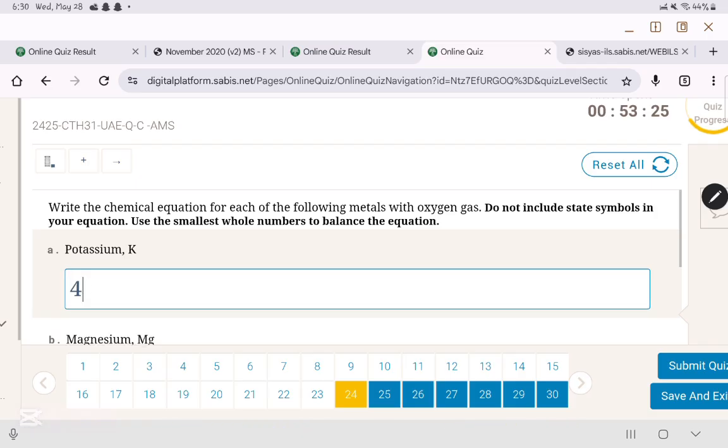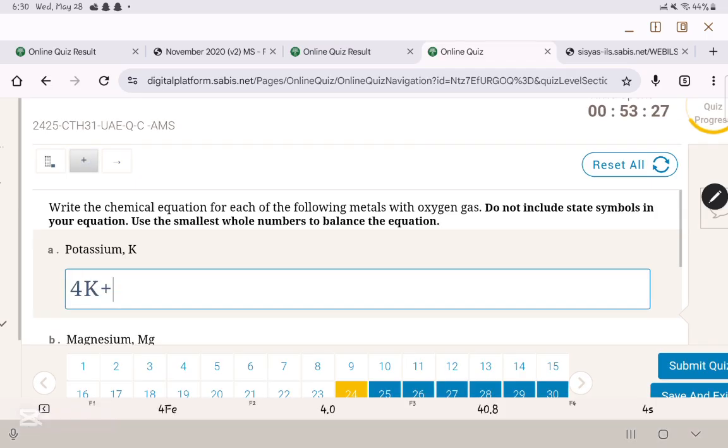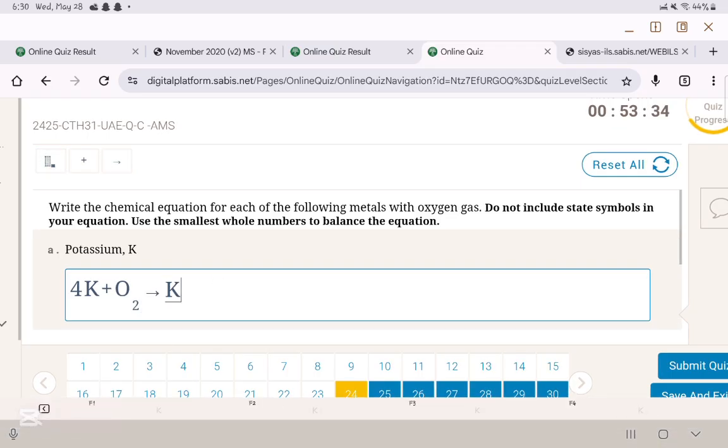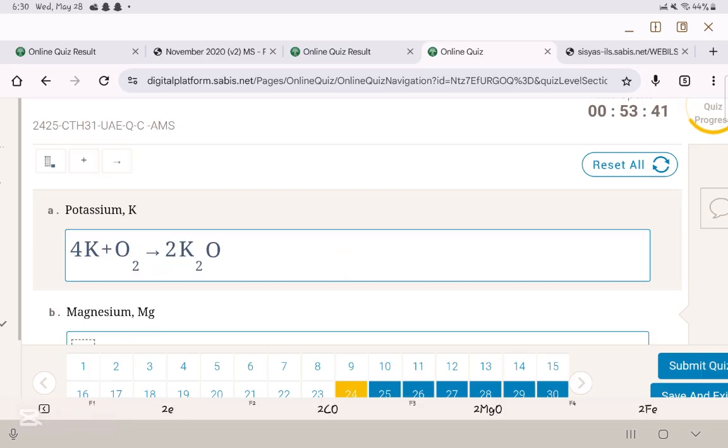So the final product is 4K plus O2 will give us K2O, but it's not balanced. Forgot to put the 2. So 4K plus O2 will give us 2K2O.